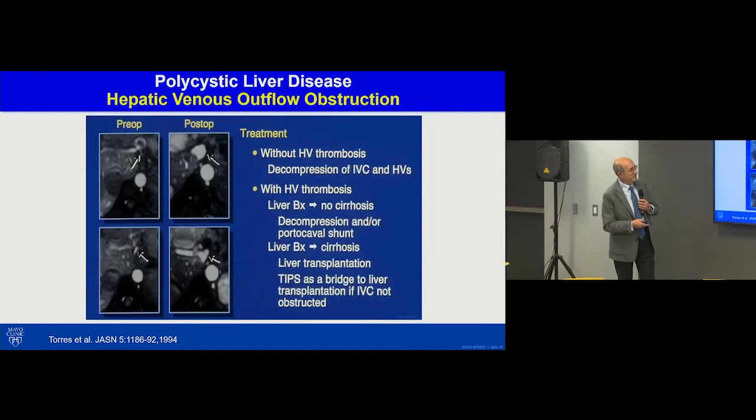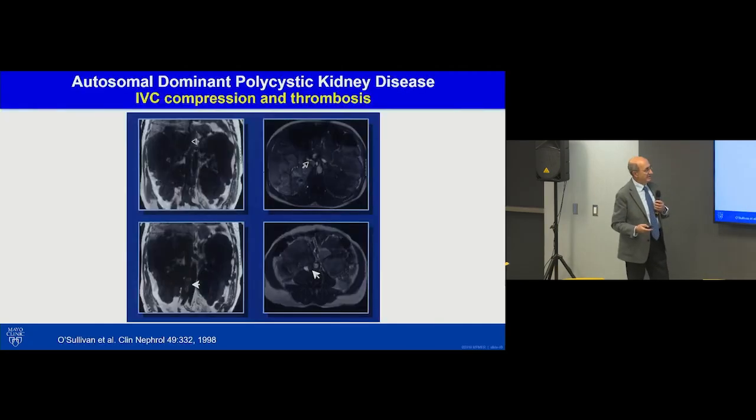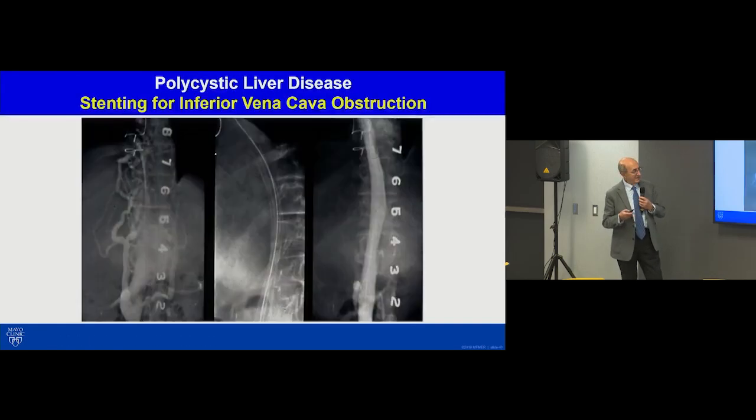And these are examples of thrombosis. Sometimes the hepatic venous outflow obstruction can be complicated by thrombosis. When it's chronic, it can be complicated by fibrosis and development of cirrhosis. And then the other complication is portal venous compression by hepatic cysts, which may result in portal hypertension. That again requires stenting. And then finally there is IVC compression by large polycystic liver cysts, which sometimes can be complicated by IVC thrombosis. And again, that requires stenting of the IVC. And that just shows an example of that.